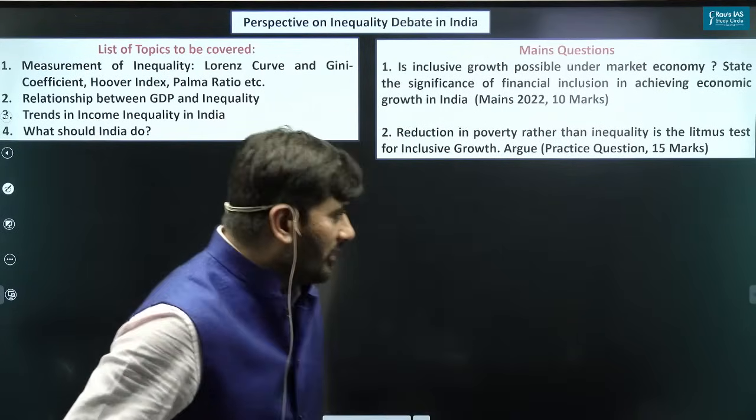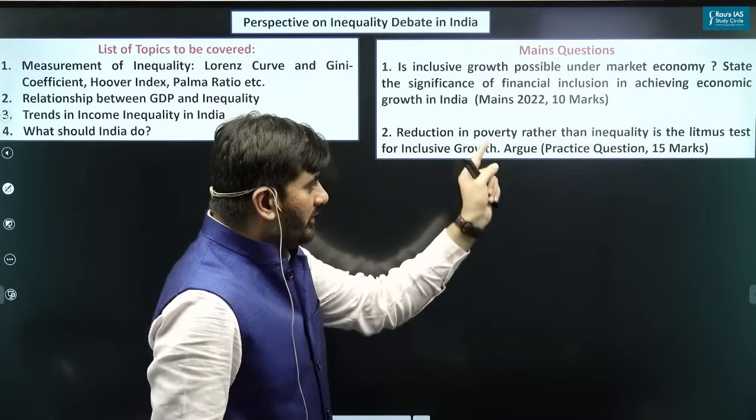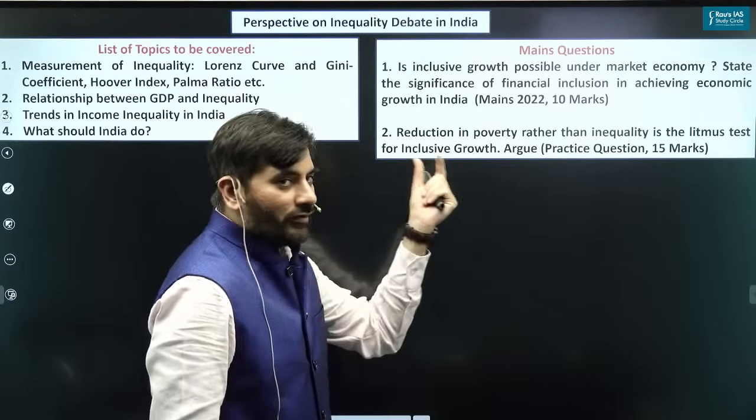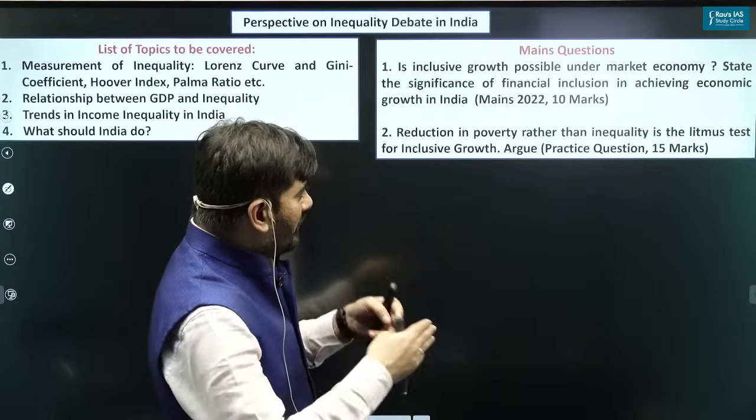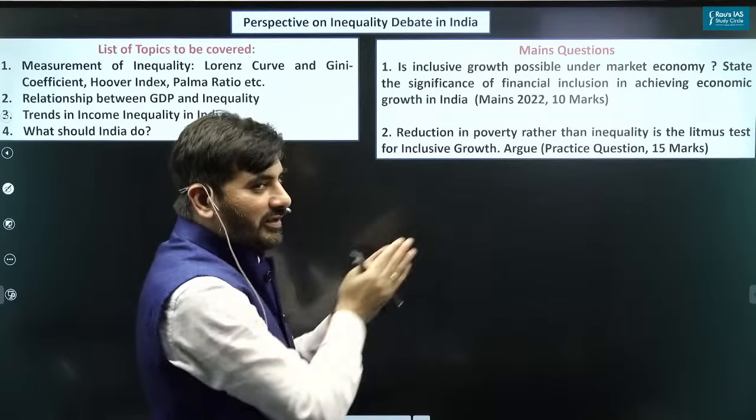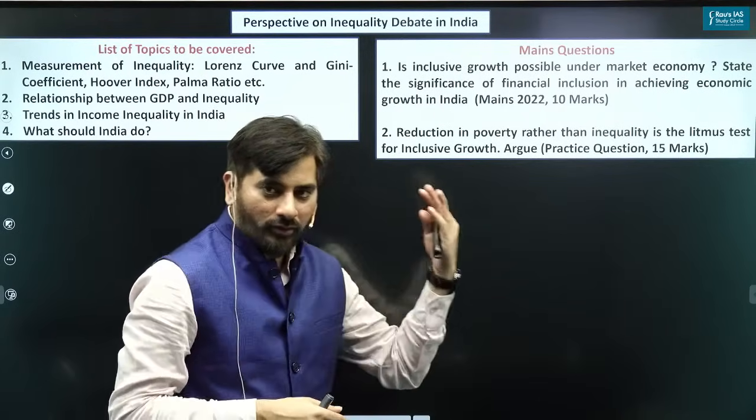The question here is, interestingly, reduction in poverty rather than inequality is the litmus test of inclusive growth, argue. Which basically says that when we say inclusive growth, our main focus should be on reducing poverty rather than inequality. This is an interesting topic. That is what we're going to cover.